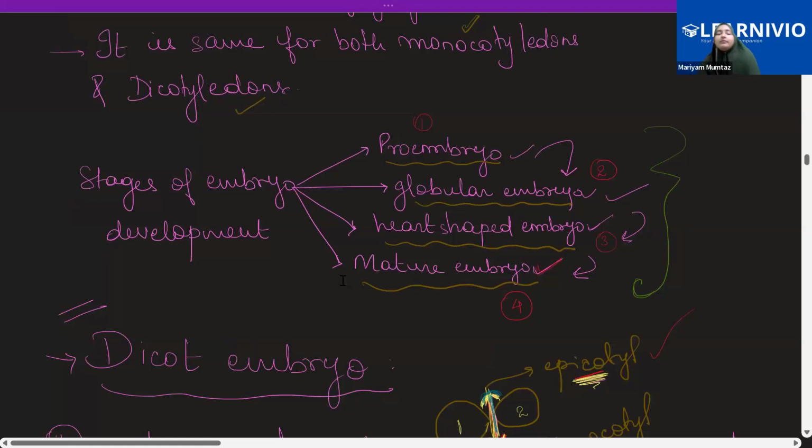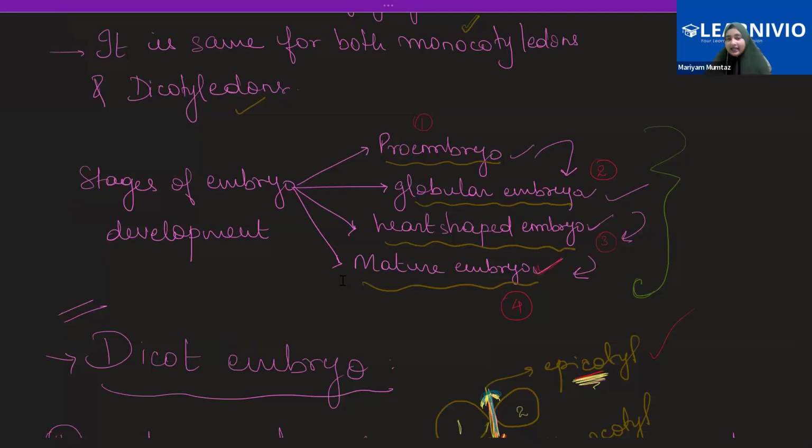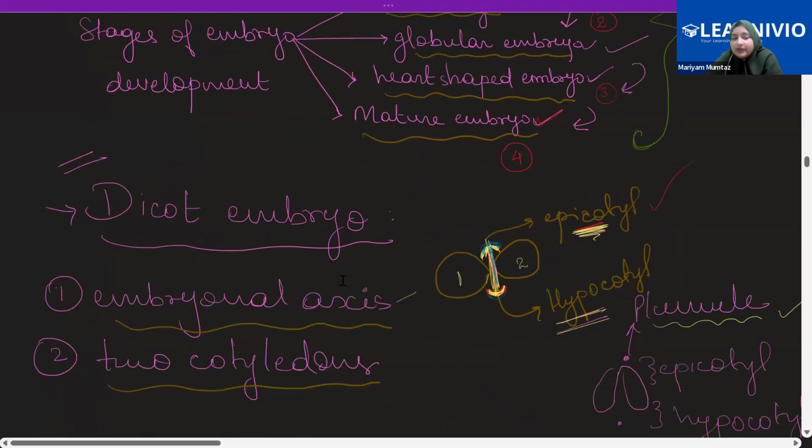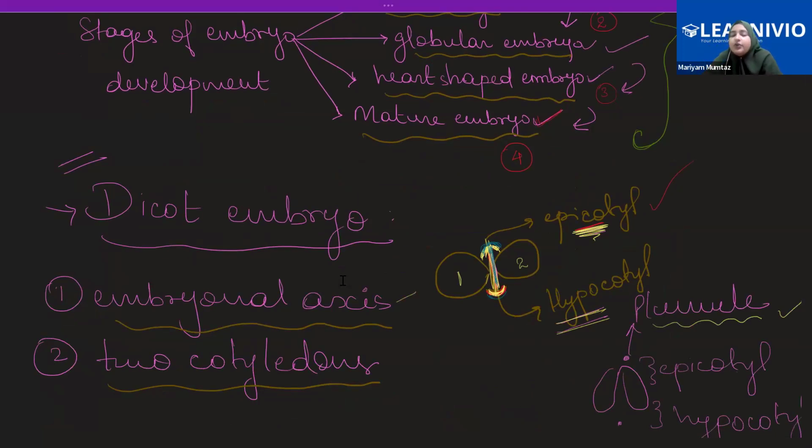So, during the development of the embryo, these stages take place and it is alike for monocots and dicots. But the kind of embryo that is developed is different, obviously. You people know that dicots have two cotyledons present in them, right? So they have an embryonic axis and two cotyledons. The region above the embryonic axis is what we call the epicotyl. The region below the embryonic axis is called the hypocotyl.